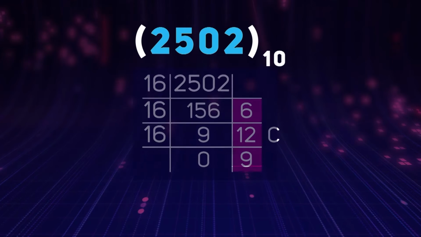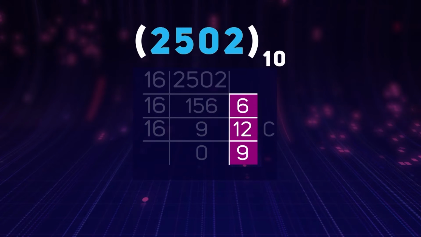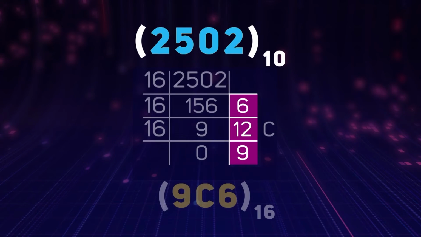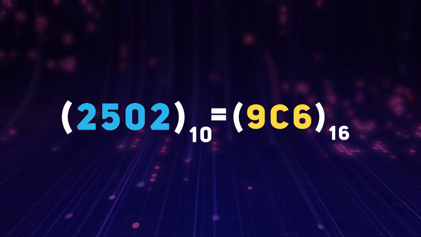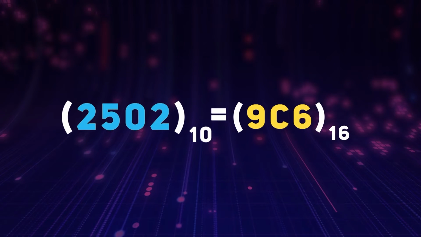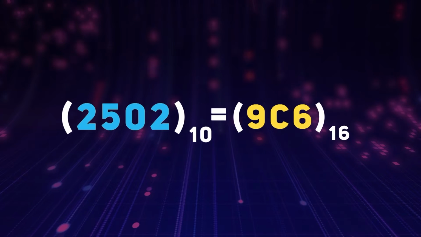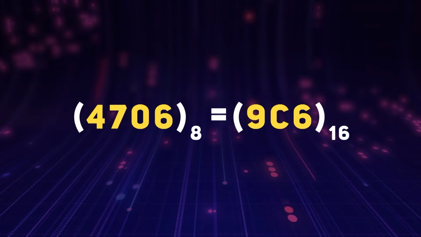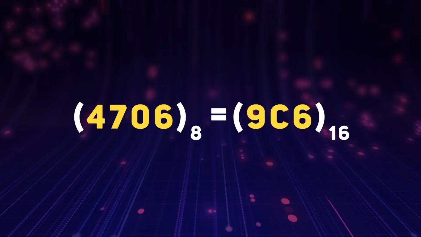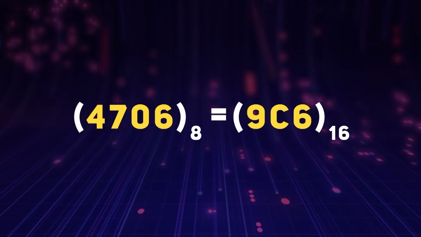Now read the remainders from bottom to top to get the hexadecimal equivalent. So finally 9C6. So 2502 to the base 10 is equal to 9C6 to the base 16. So the final result is 4706 to the base 8 is equal to 9C6 to the base 16.